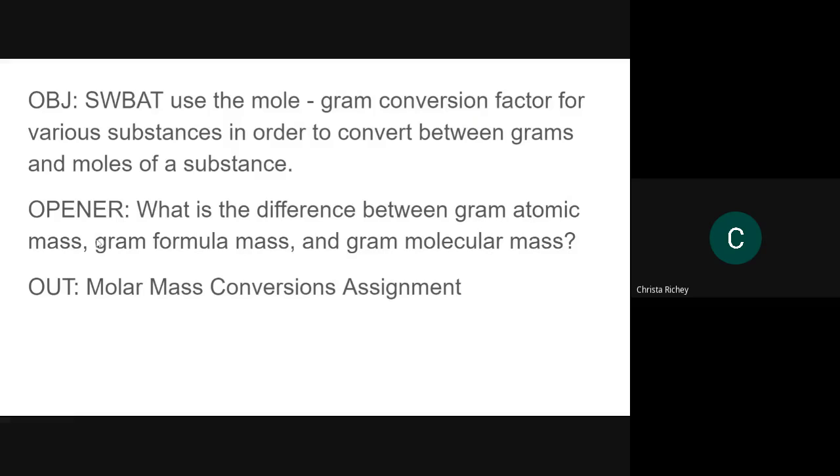But the differences between these, it's not that they're necessarily done differently. It's the fact that a gram atomic mass is for an element, which means no subscript. A gram formula mass would be if it's an ionic compound, which is a metal first, normally, except for the ammonium ion, and then a non-metal. And then gram molecular mass would be a covalent or a molecular compound where it's built of nothing but non-metals.